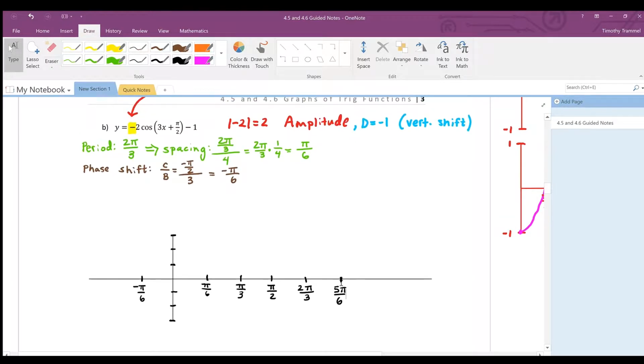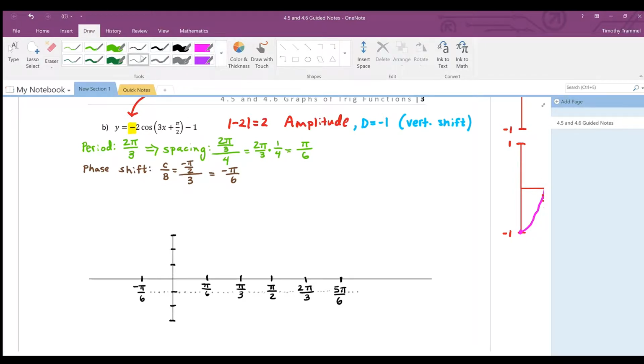Let's also sketch in where the center of the wave has ended up. Since we have that vertical shift of -1, this is where the center of our wave is going to be. Again, you don't have to sketch this. This is just really helpful when you first start doing this. All right, so that's good enough for now.